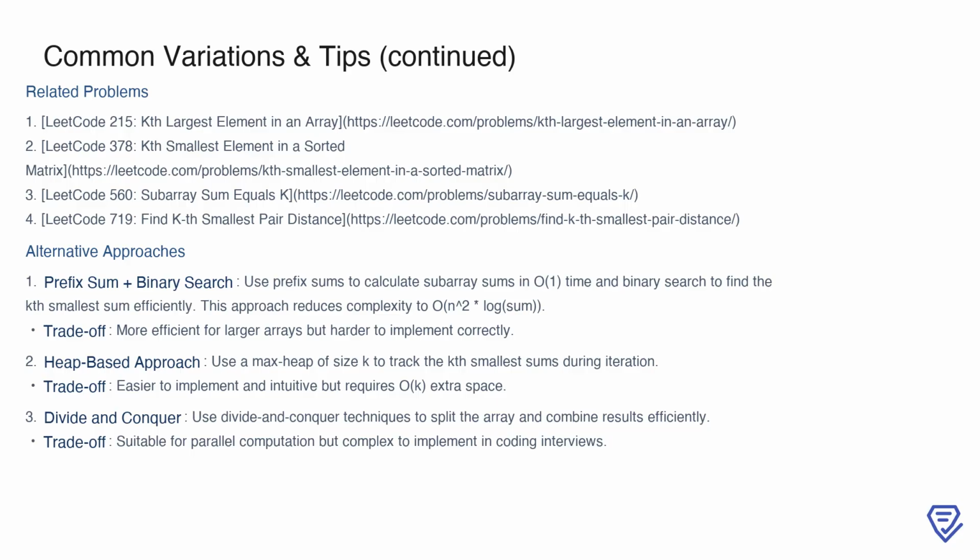Another option is a heap-based approach, which uses a max heap of size k to track the kth smallest sums during iteration. This method is intuitive and easier to implement but requires additional space. Finally, a divide-and-conquer approach can be used to split the array and combine results efficiently. While this method is well-suited for parallel computation, it can be quite complex to implement in a typical coding interview. Choosing the right approach often depends on the problem constraints and the time you have available to solve it.